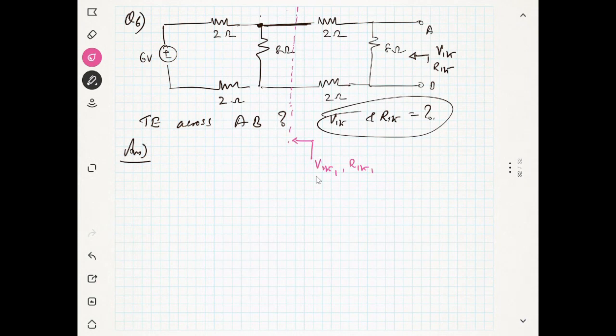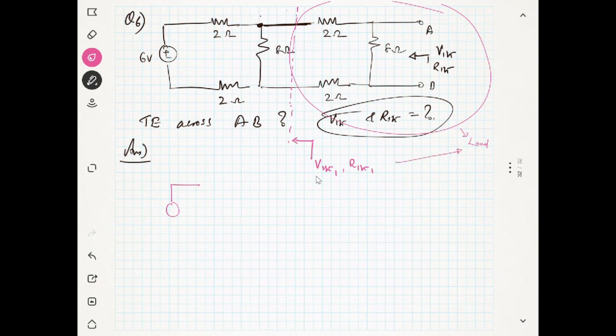If you are finding the VThevenin and RThevenin, you have to separate the load, you have to remove the load, right? So I am going to remove the load. And what is the load here? The load is nothing but this total thing is the load, right? Now, am I correct?